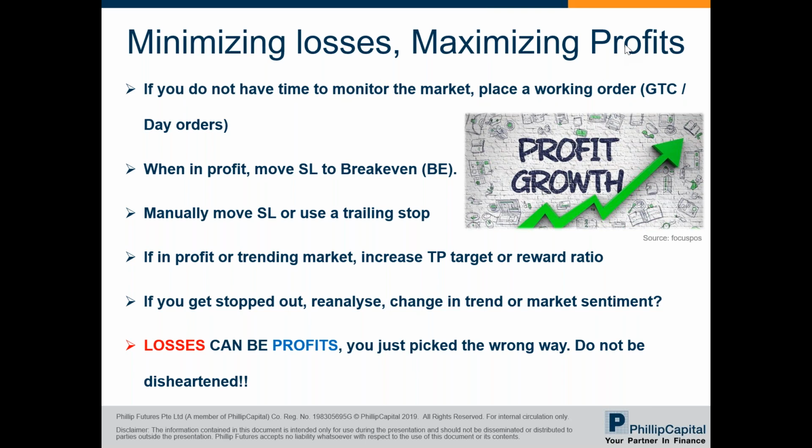So as I covered earlier, when you're in profit, move your stop loss to break even or even slightly above if you want to have a little bit of profit. And then manually move your stop loss or use a trailing stop. If you didn't know what a trailing stop is, it's where you put your take profit and you can input how many pips you want your stop loss to be away from your take profit. And as the price moves up towards your take profit, your stop loss will automatically be moved up as well.